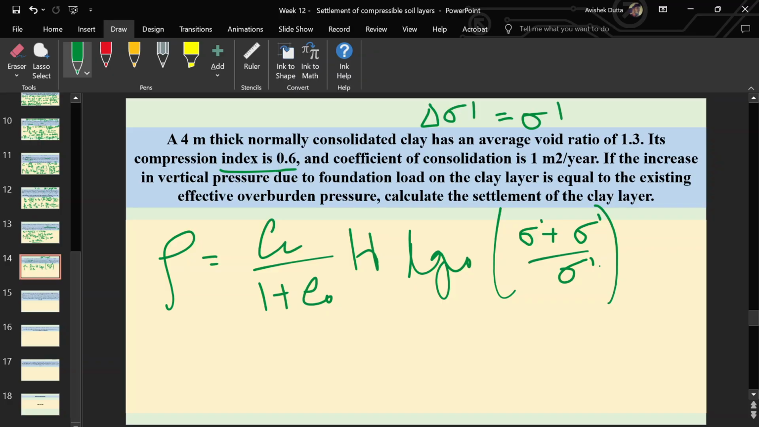So it will be 2 by 1, and the other values: Cc is given, E0 is given as 1.3, H is given over here as 4 meter. Just find out the value of the settlement. Approximately I have got over here 314. You can solve it and find it out.